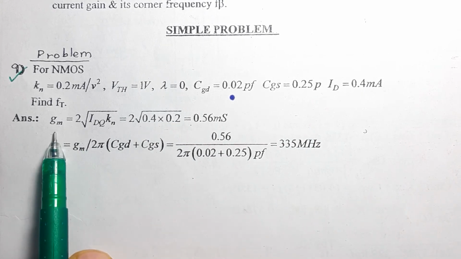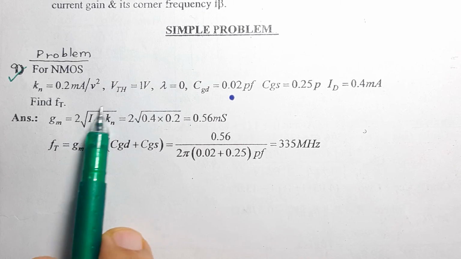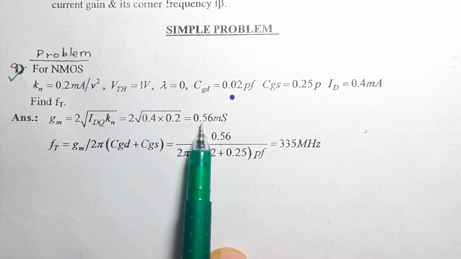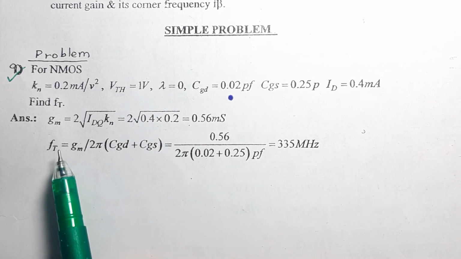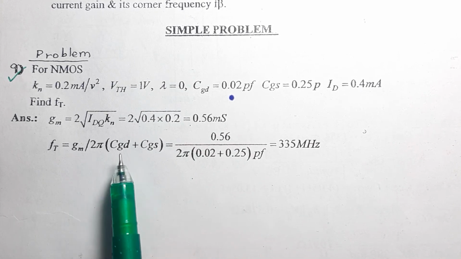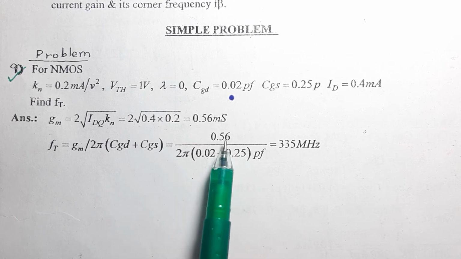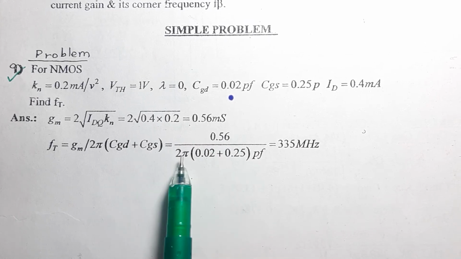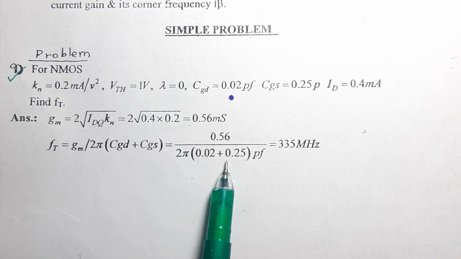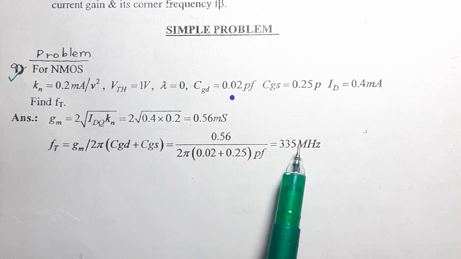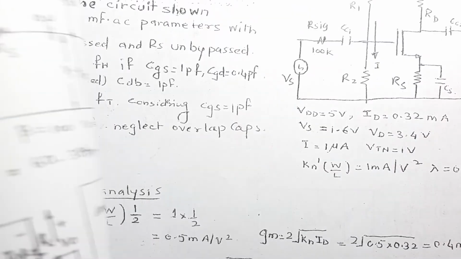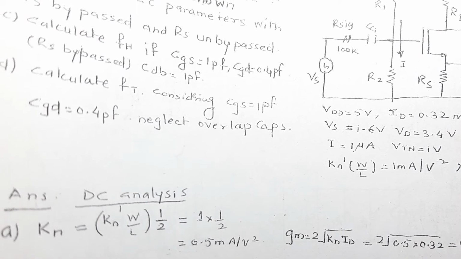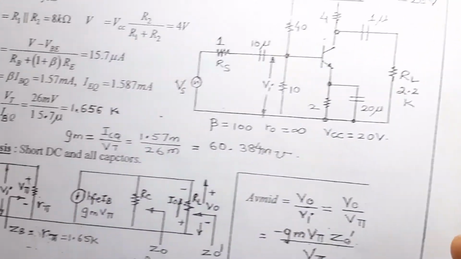Your GM is calculated as 2 into square root of IDQ into K, and so the value turns out to be 0.56 millisiemens. The formula for FT is GM upon 2 pi into (CGD plus CGS), which is equal to 0.56 upon 2 pi into (0.02 plus 0.25) picofarad, which turns out to be 335 megahertz. Now we'll proceed to some bigger numericals so that it becomes easier for the students to understand how high frequency numericals work in real diagrams, in real life applications.